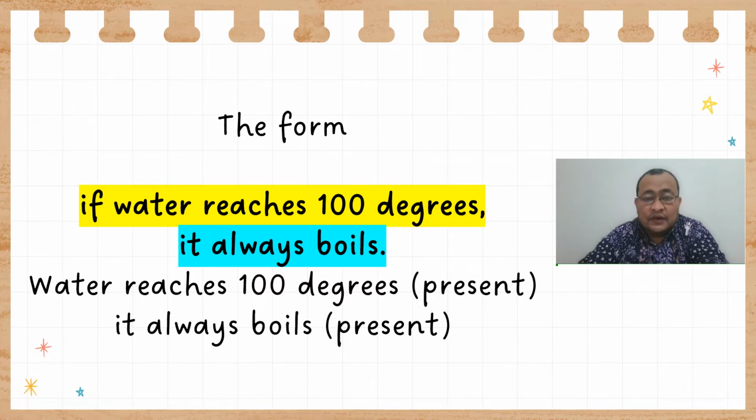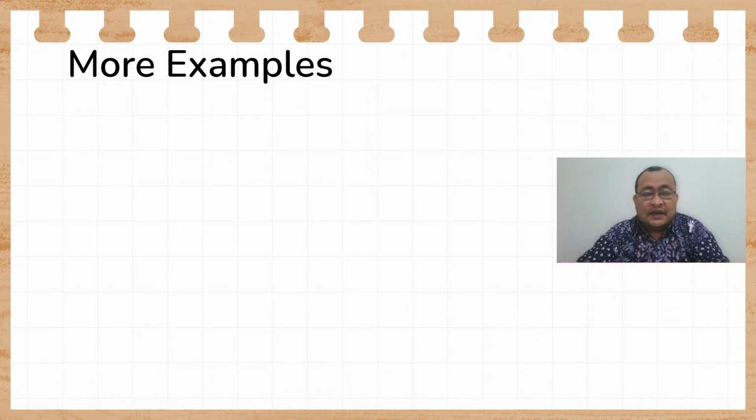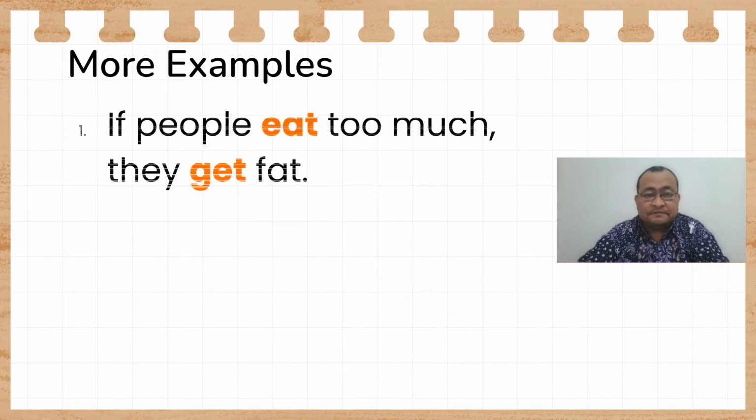Look at that. Water reaches 100 degrees. That is present form. It always boils. It boils, present form. So that is if clause type 0. In the if clause present form. In the main clause also present form. Right. Now let's see more examples.